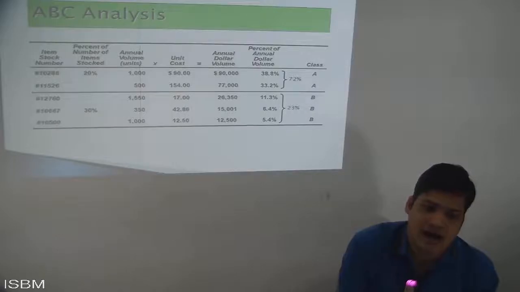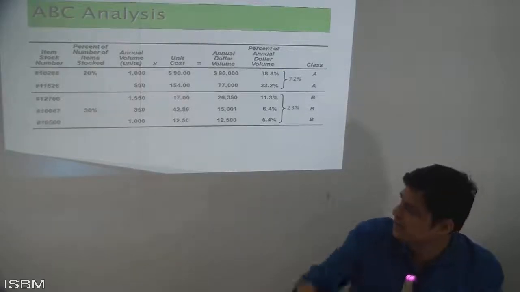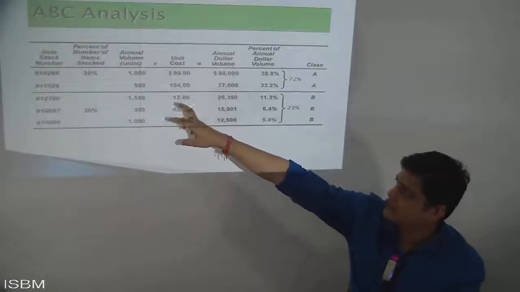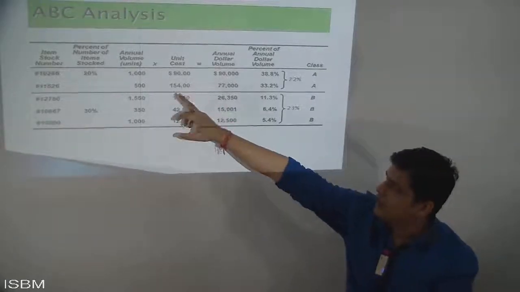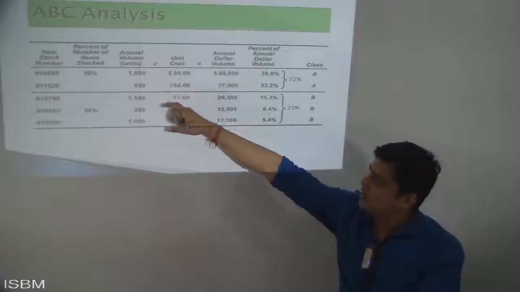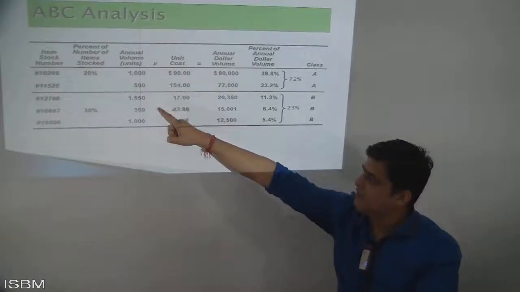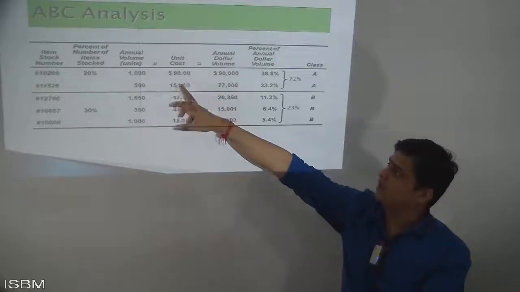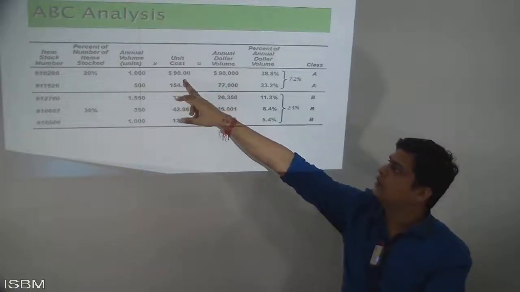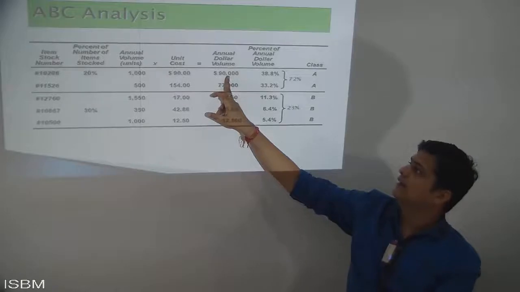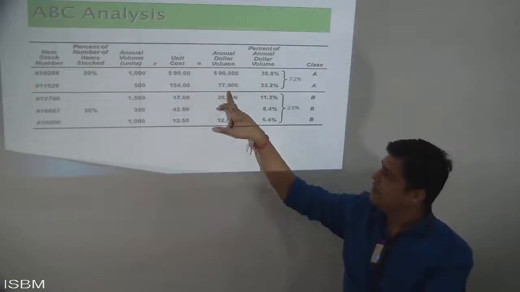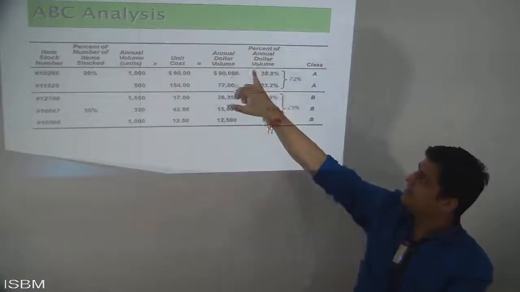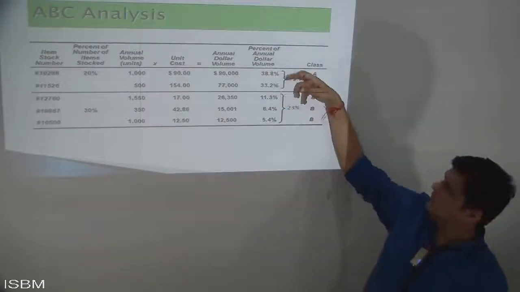Just like item stock number. These are the stock numbers. The percent of number of items in stock, 20% and 30%. Annual volume units, for this stock number 1000, 500, for this much. Unit cost for this is $190. So annually 90,000, 154, this much. Then this much annual demand, and percentage annual dollar volume.